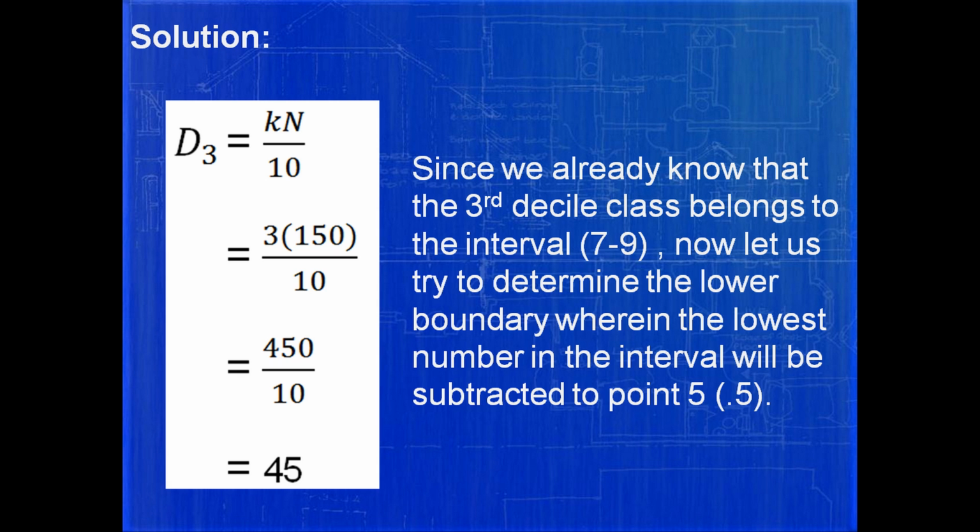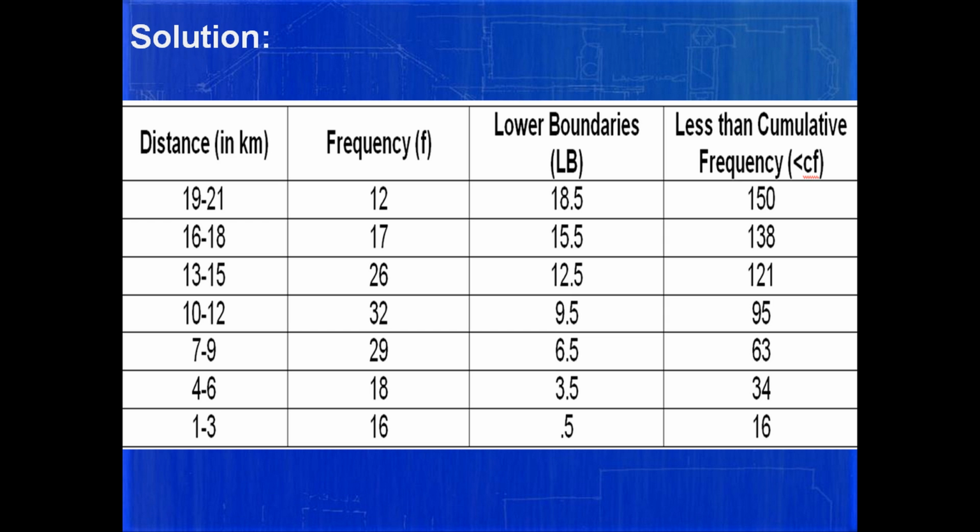determine the lower boundary, wherein the lowest number in the interval will be subtracted by 0.5. In this illustration, we only add one column for the lower boundary. And in getting the lower boundary, say for example in the class interval 19 to 21, since 19 is the lowest number from 19 to 21, then subtract 0.5 from 19. That makes 18.5, and so on.